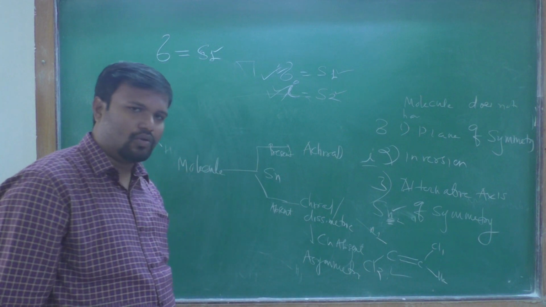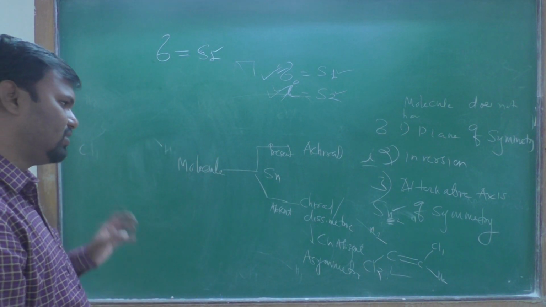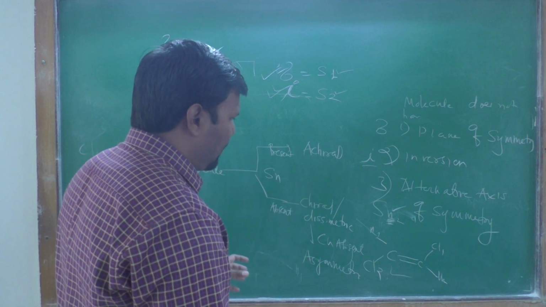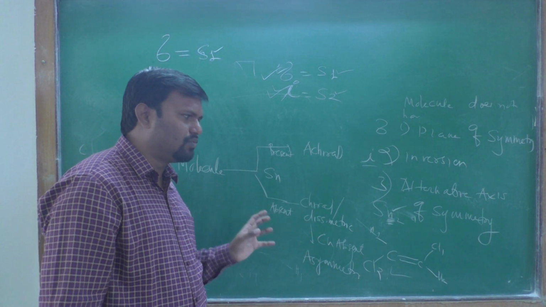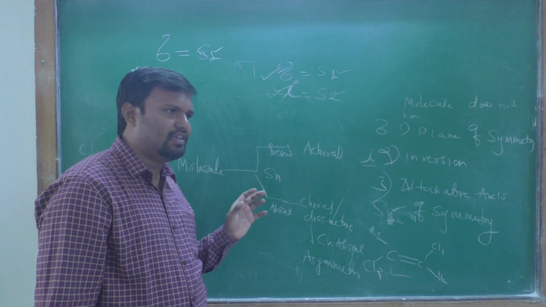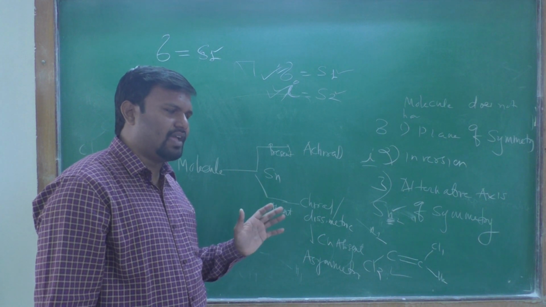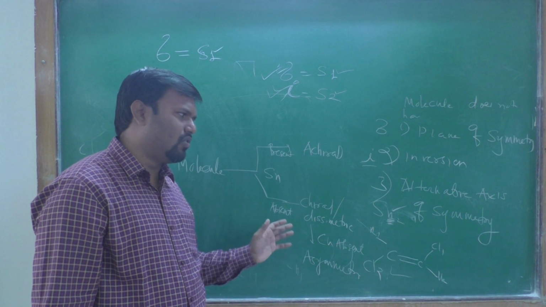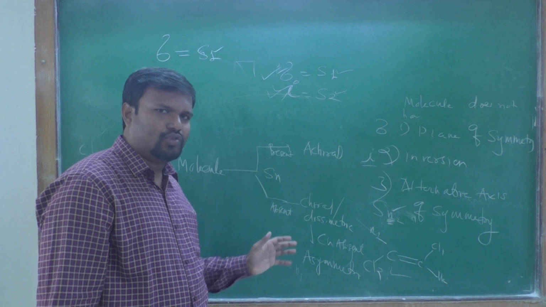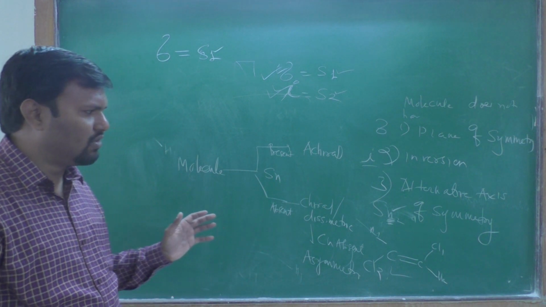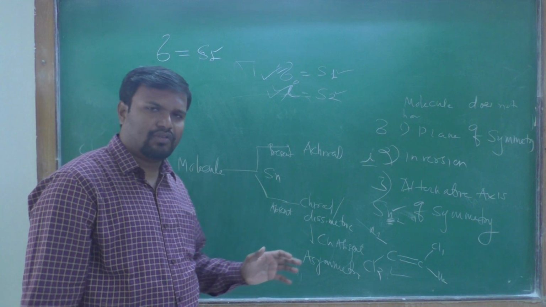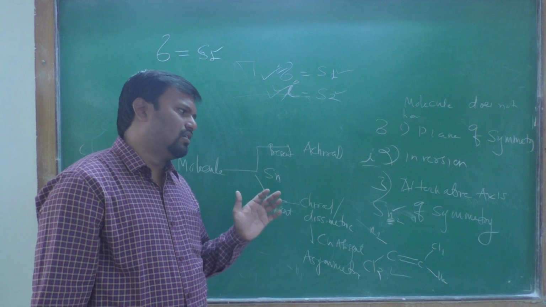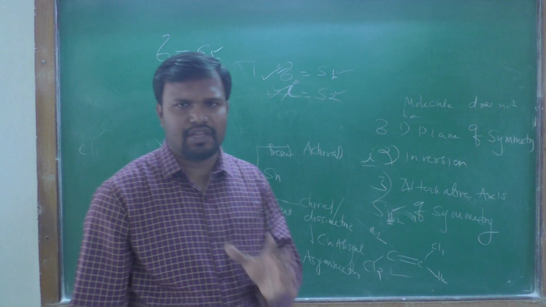This is the conclusion we have derived from this long discussion. By using an alternating axis of symmetry, you can predict chirality in a molecule. If an SN axis of symmetry is present, then your molecule is an achiral molecule. This is all about chirality, a very important concept. Thank you very much.